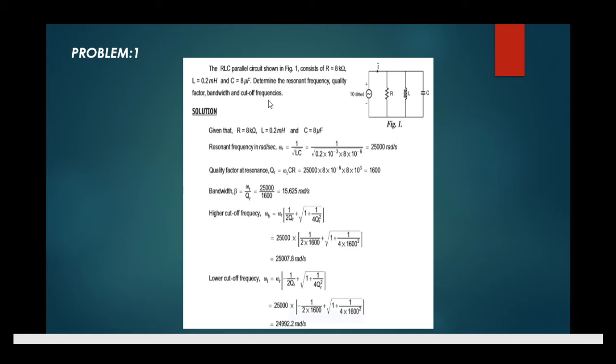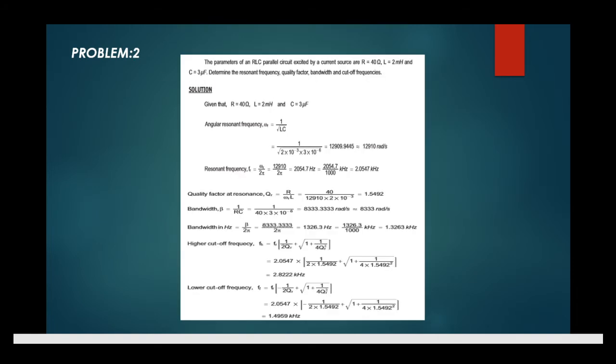Now let us move to the problem 2, which is also of the same type. Here in problem 2, the question given is the parameters of an RLC parallel circuit excited by a current source. So they have given you the R, L and C values. Determine the resonant frequency, quality factor, bandwidth and cutoff frequencies. So the formula will be slightly different because it's excited by a current source here. The previous problem which we saw was excited by a voltage source. So now let us see what are the formulas.